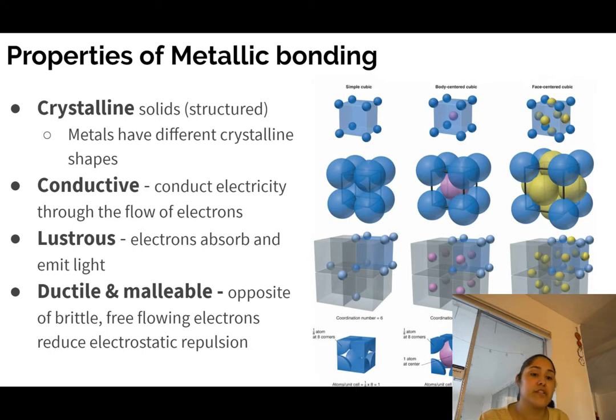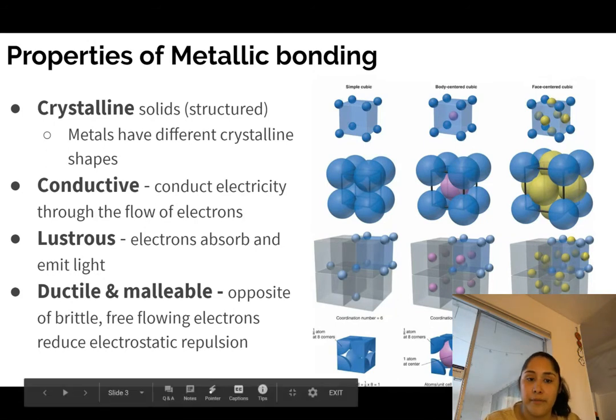They are lustrous because they can absorb and emit light. They're also very ductile and malleable, which means they don't break easily. So think about foil paper at your house. Think about copper wiring. Metals are very well able to be shaped, and it's because of those free-flowing electrons that reduce the electrostatic repulsion between the metal cations. So it's the opposite of being brittle.